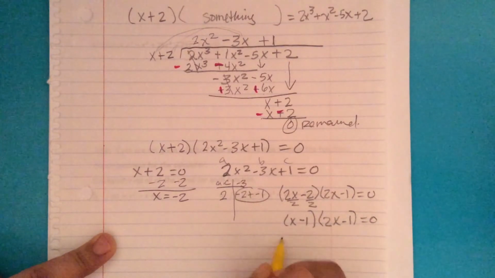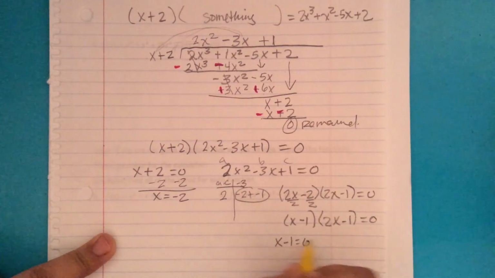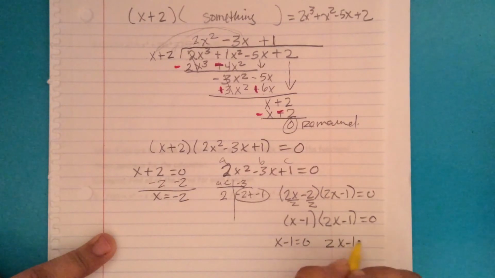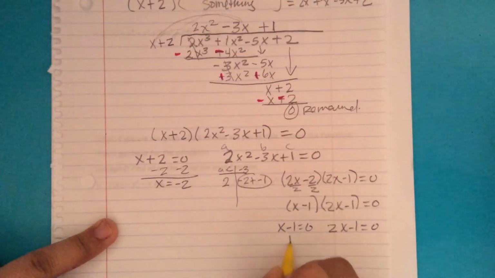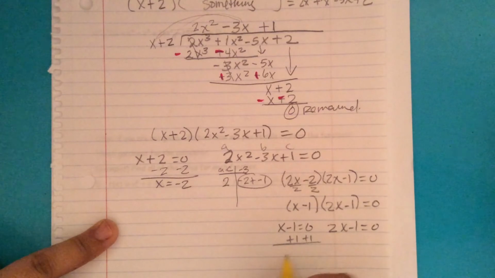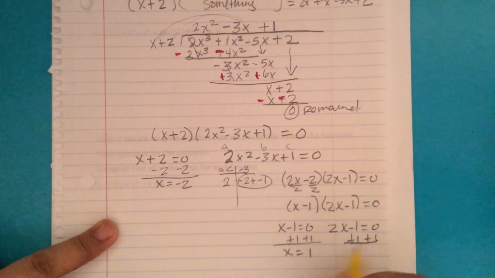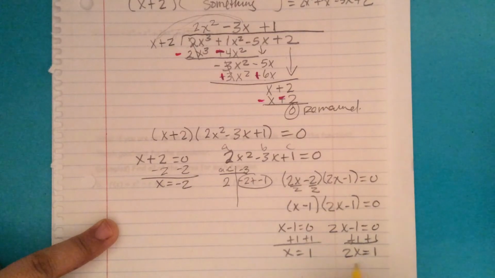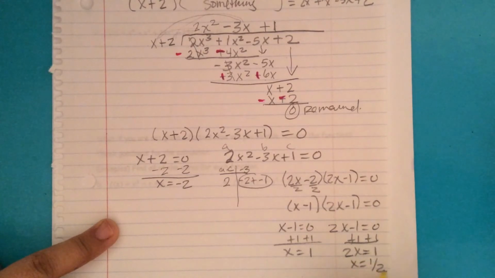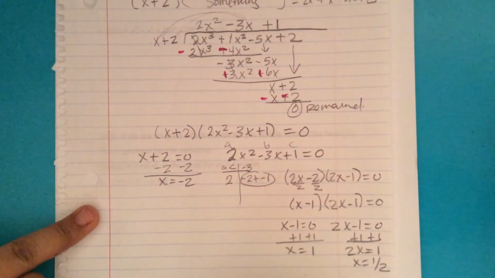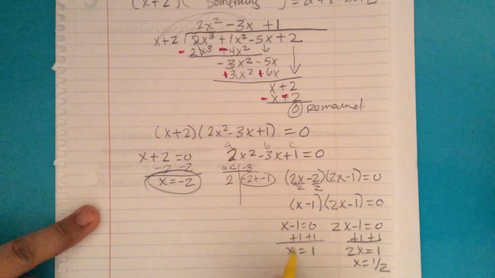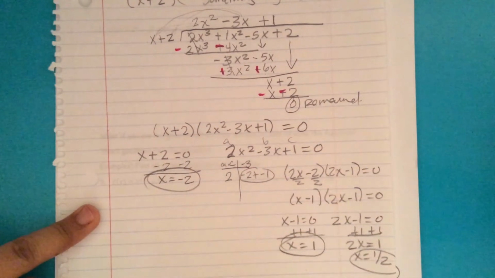So now we set each factor equal to 0. So we're going to have plus 1 plus 1. So x equals 1, and add the 1, so that's 2x equals 1, x is 1/2. So those are your three answers right there, negative 2, 1, and 1/2.